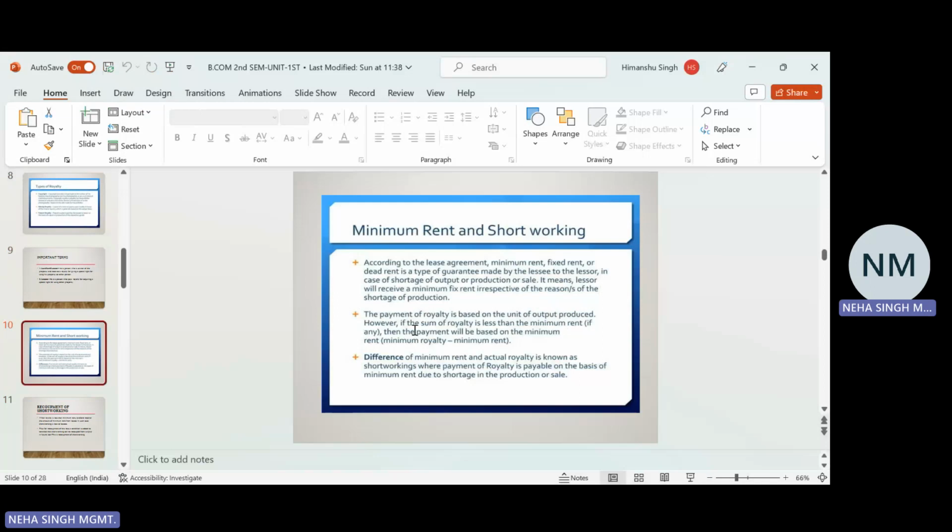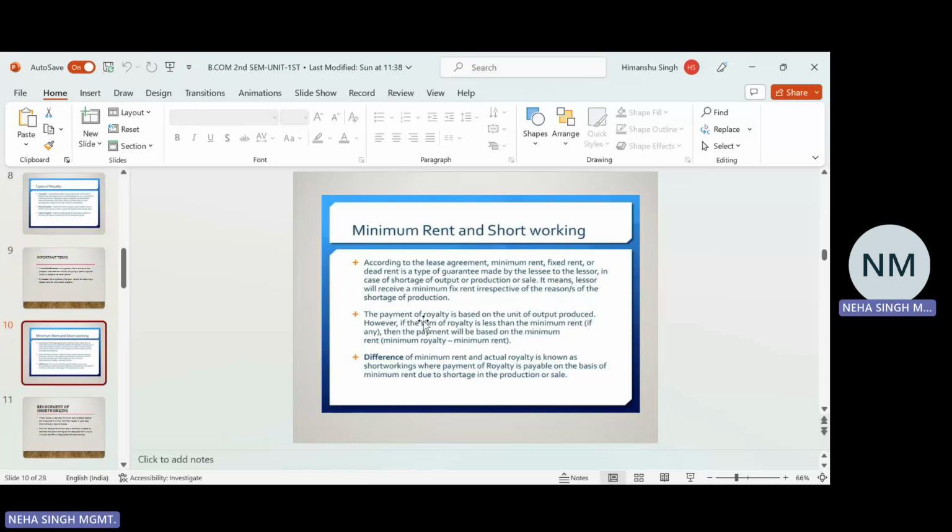यानी कि जिस भी साल प्रोडक्शन या आउटपुट या सेल कम रहेगी, उस साल हम रॉयल्टी ना देके क्या देंगे, लेसर को हम देंगे अमाउंट ऑफ मिनिमम रेंट, ठीक है, जो कि फिक्स किया जाता है. It means lessor will receive a minimum fixed rent irrespective of the reasons of the shortage of production. शॉर्ट वर्किंग का मतलब क्या होता है? शॉर्ट का मतलब कम, और वर्किंग का मतलब होता है काम. तो जिस भी साल कम काम हुआ है, उस साल हम देते हैं अमाउंट ऑफ मिनिमम रेंट.